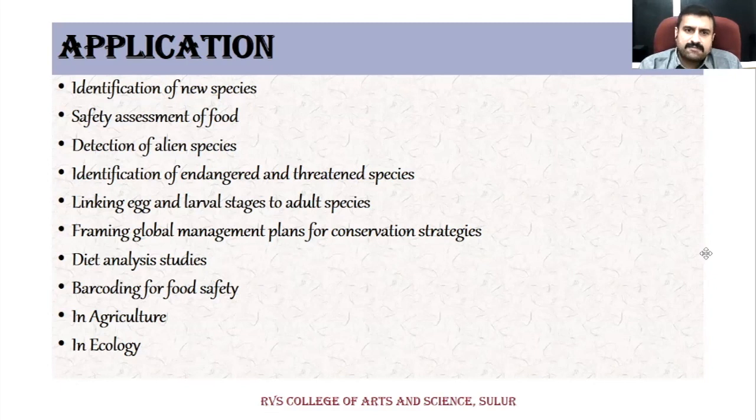Safety assessment of food. We have not even thought about whether food safety can be done here, but that can be done by barcoding. Then detection of alien species. Detection of alien species, in the sense I'm not talking about something extraterrestrial. Such alien species or a wide range of species can be identified here with DNA barcoding. Then identification of endangered and threatened species.